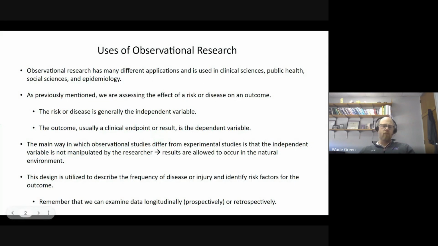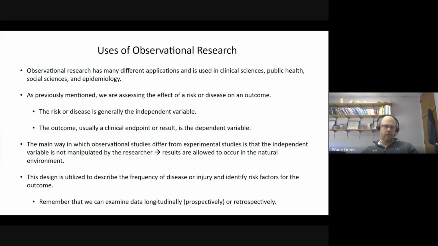Observational methods are used in clinical sciences, public health, sociology, epidemiology, and so on. And like we talked about Tuesday, the primary goal is to assess the effect of a risk or disease on an outcome. The risk or disease is generally our independent variable, and the outcome is usually our dependent variable, which is synonymous with experimental studies as well. So risk factor or disease equals independent variable, outcome generally equals dependent variable.